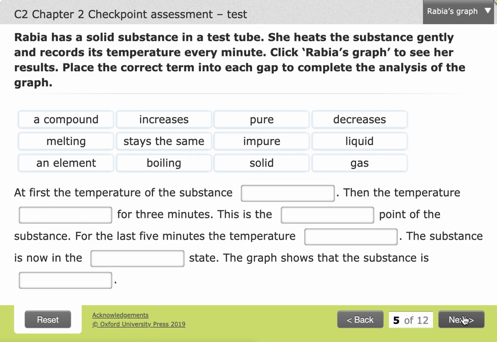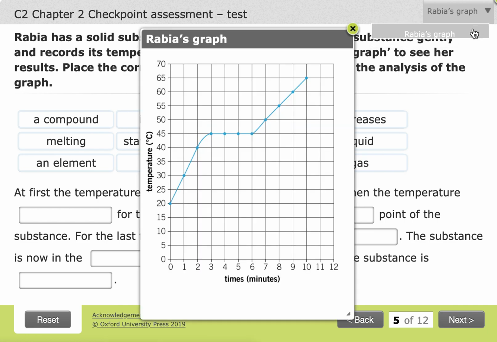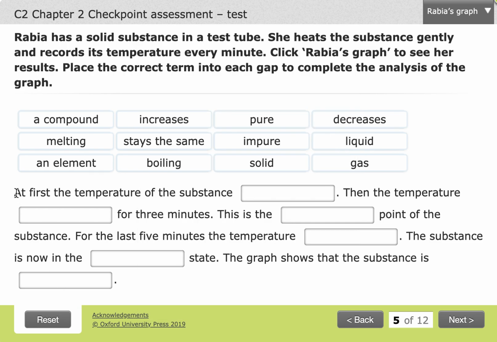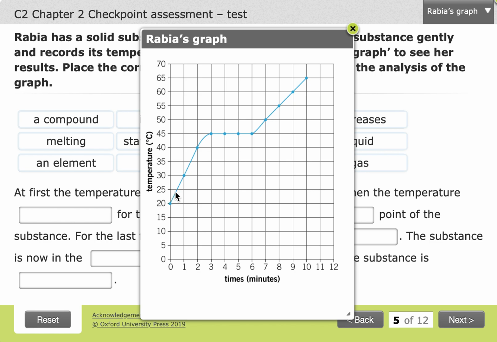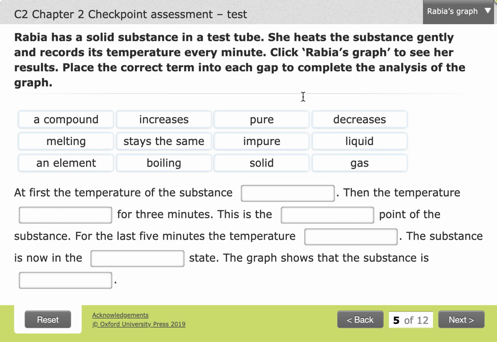We've now got a solid substance in a test tube. We're heating the substance and recording the temperature. Let's have a look at the graph. We're getting a nice graph where the temperature goes up and a flat line and then goes up again. Let's have a look at the sentences. At first, the temperature of the substance is increasing because you can see here the temperature increases.